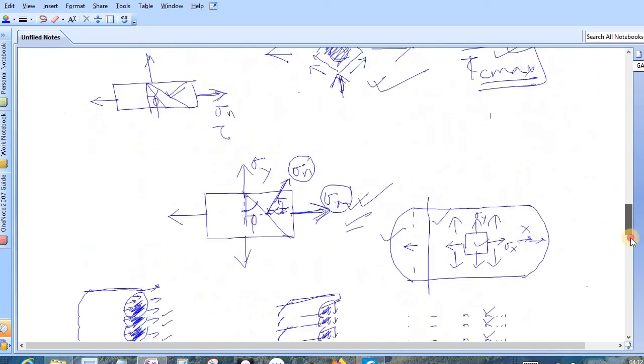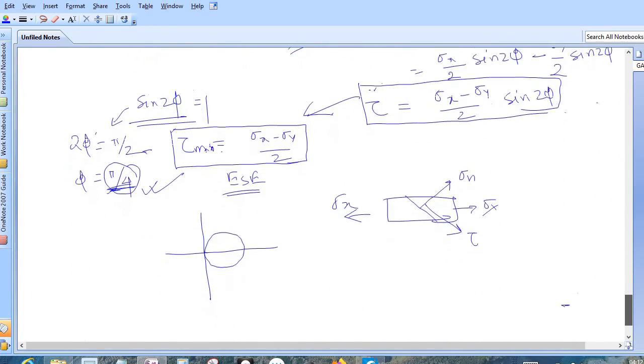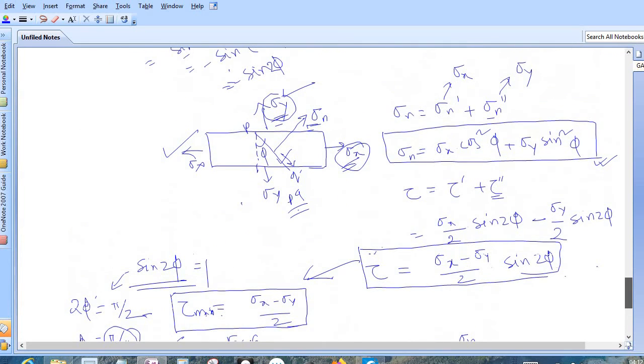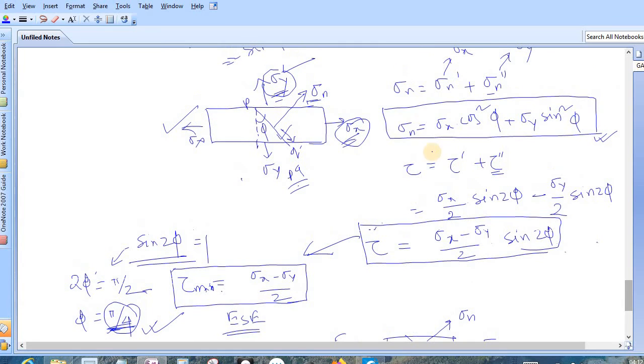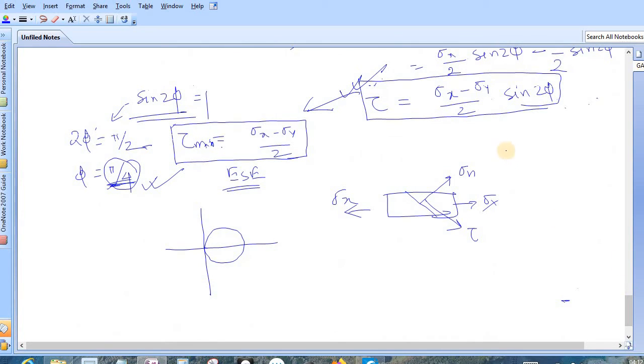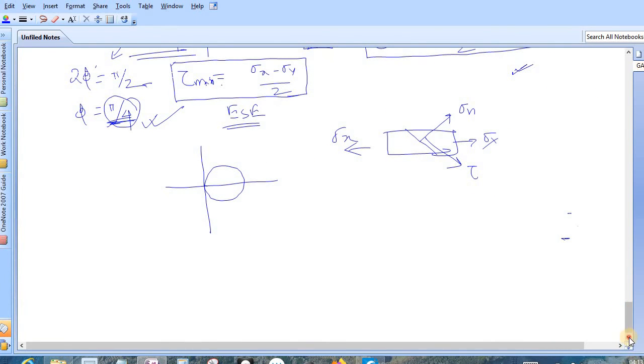Now we have calculated mathematically the stress acting on plane PQ for sigma x and y. Okay, these are the mathematically proved formulas. Let's check whether the graphical representation also gives us the same formula or not. After discussing this graphical representation, we will end our lesson of strength of material for today.